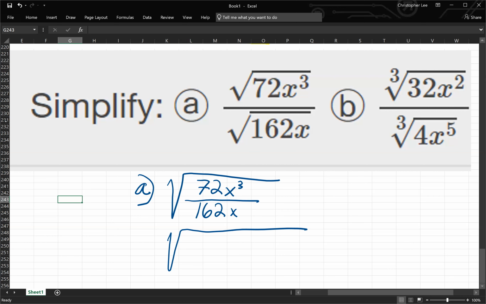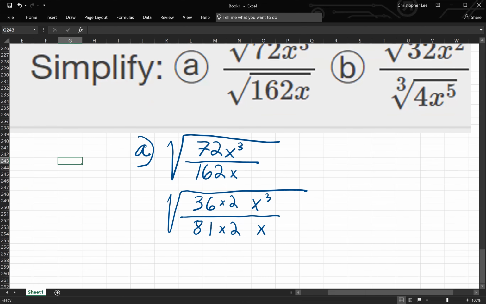Okay. So I'm looking at 72, right? And I want to chop that in two. Right? So what's half of 72? 36, right? So I'm thinking 36 times 2, x to the third over 162. Chop that in two. What's that? 81, right? 81 times 2x.